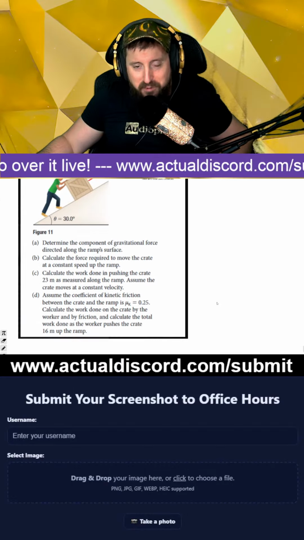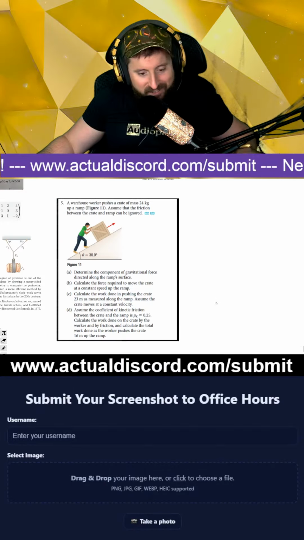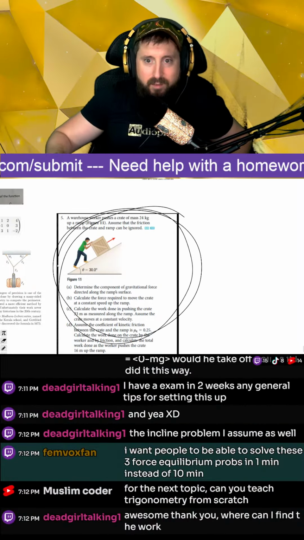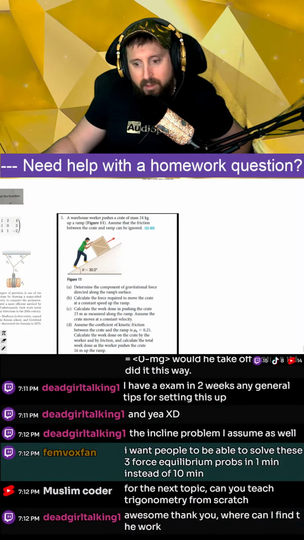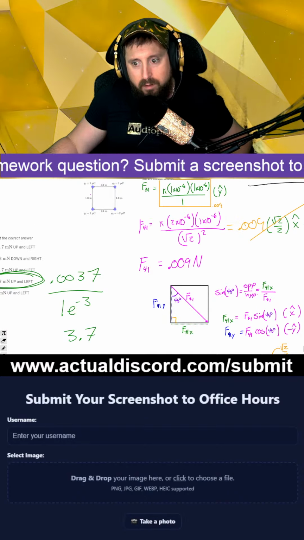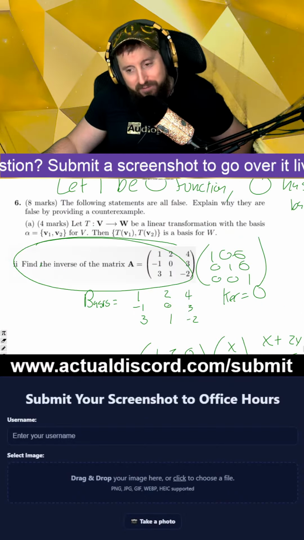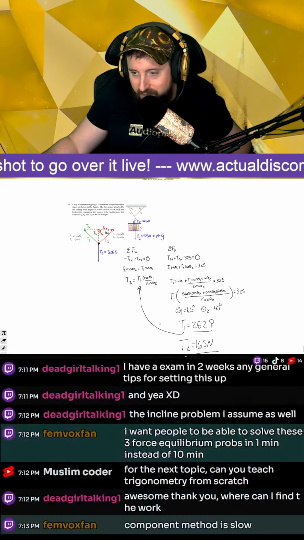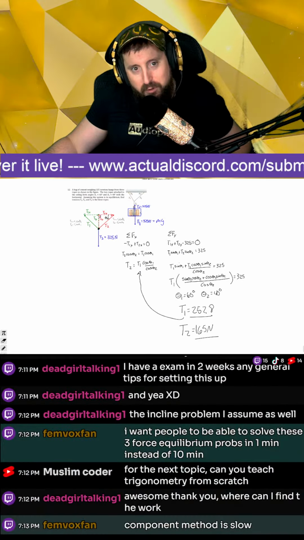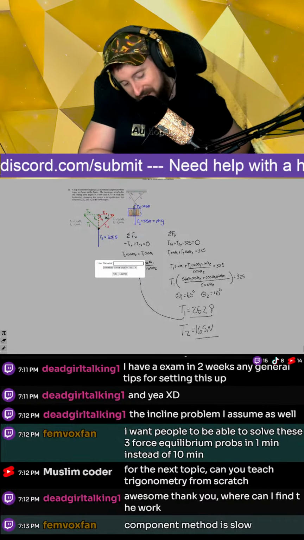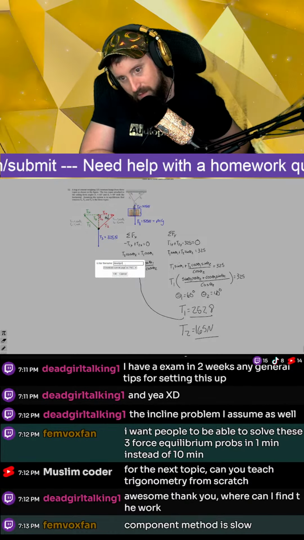Can you teach trigonometry from scratch? That would take a lot of time. Yeah, this one comes up a lot as well. Ooh, good. Yeah, where can I find the work? Oh, let me look at Femvox's method in a second here. Femvox says there's a faster way to do it. But this is the standard way your teacher wants you to do. If you start doing law of cosines, the teacher's going to start thinking you're using ChatGPT or something.